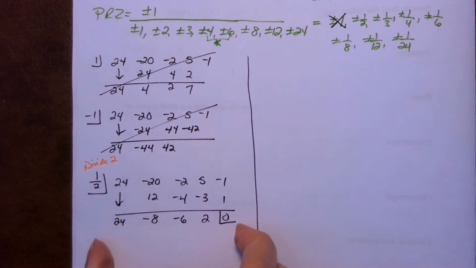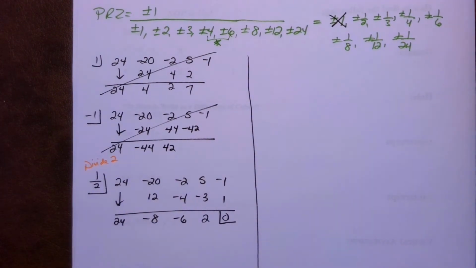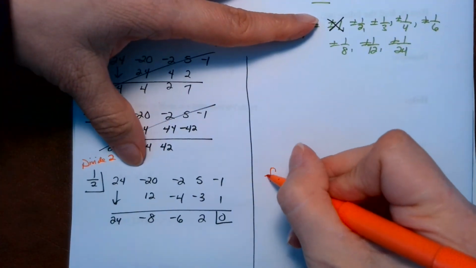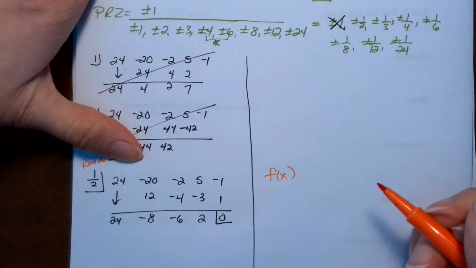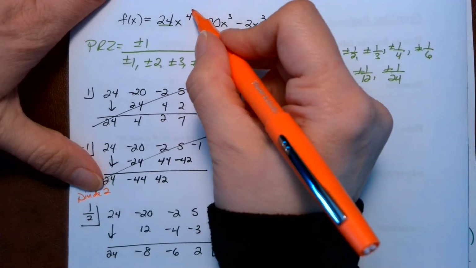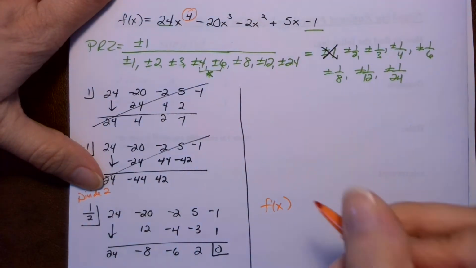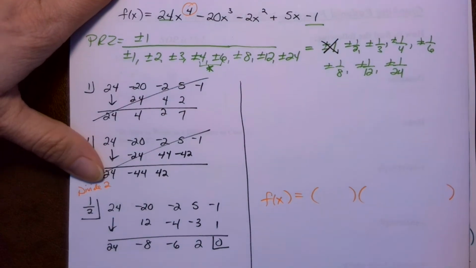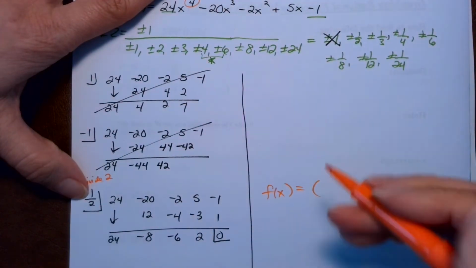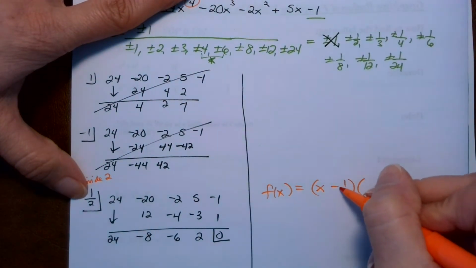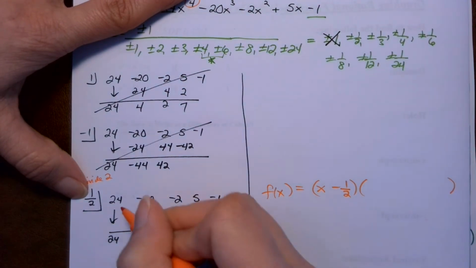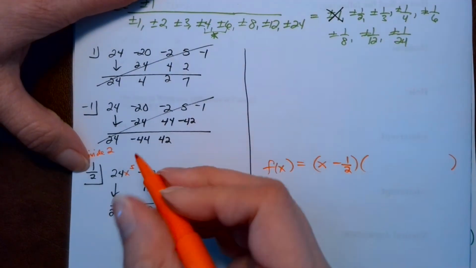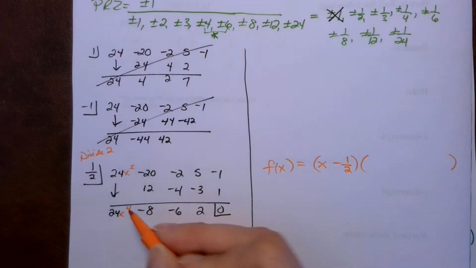As soon as you find one that works, okay, we're going to come over here on this side, and we're going to write the new f of x. F of x was a 4th. Okay, so what we should have is a little guy and a big guy. The little guy, the factor that we found, is x minus 1/2. This was a 5th power, so now my answer is a quartic.